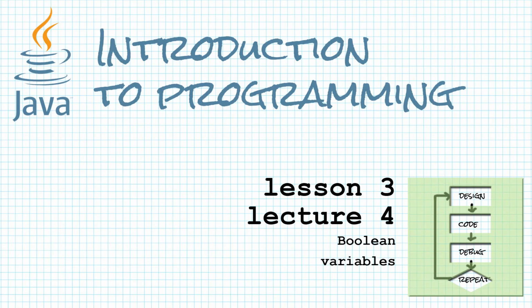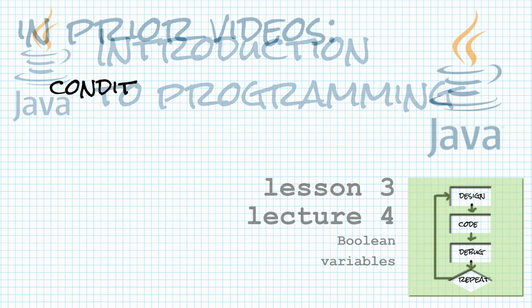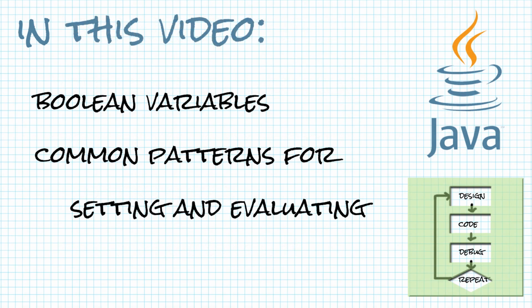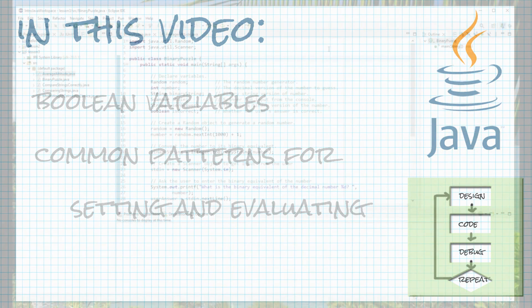If you're here because you want to learn to program in Java, you're in the right place. This is the lucky 13th video in the Introductory Programming in Java full course and the 4th video of Lesson 3, Branching Structures in Java. In prior videos, we took a general look at conditional statements in Java, and then we looked at creating Boolean expressions with relational and logical operators and comparing strings using .equals and other methods. In this video, we're going to look at Boolean variables and some of the common patterns you see with setting and evaluating them. Let's get right into it.